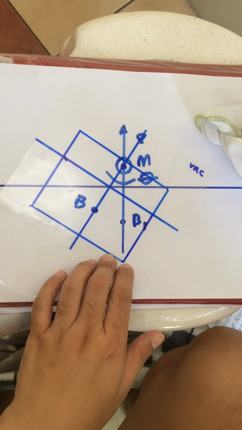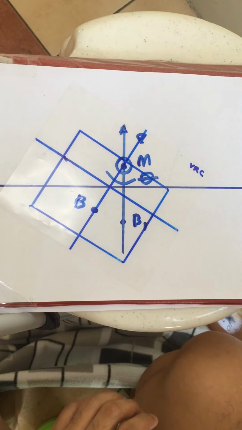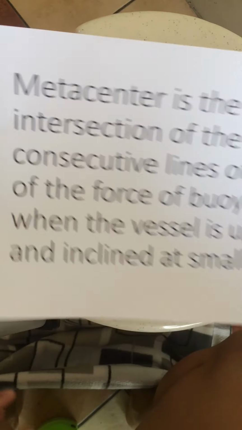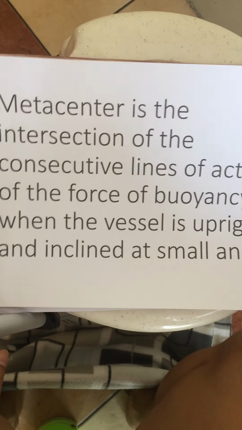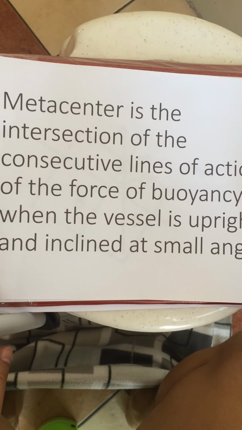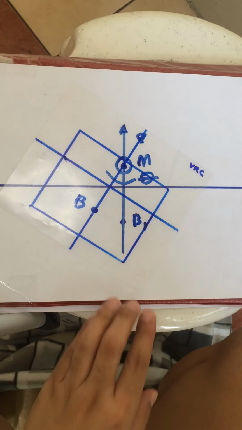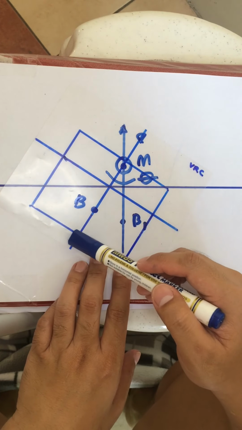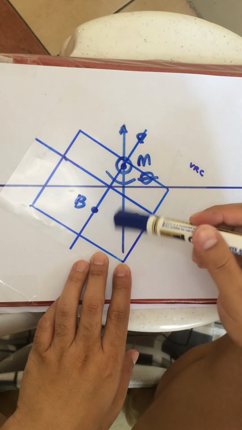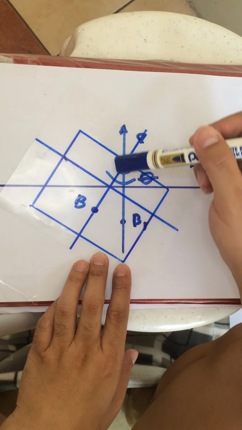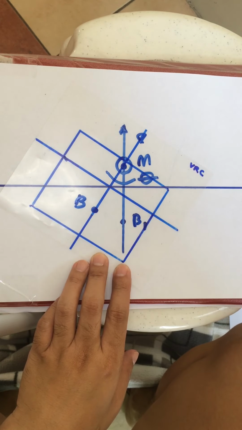Now going back again to the definition, as defined earlier, Metacenter is the intersection of the consecutive lines of action of the force of buoyancy when the vessel is upright and inclined at small angles. The first line of action is this one when the vessel was upright, and the second line of action is this one when the vessel is inclined at small angles.